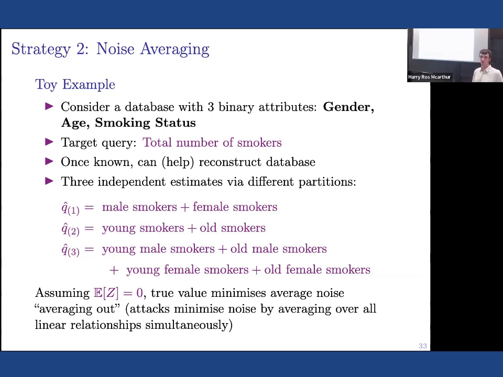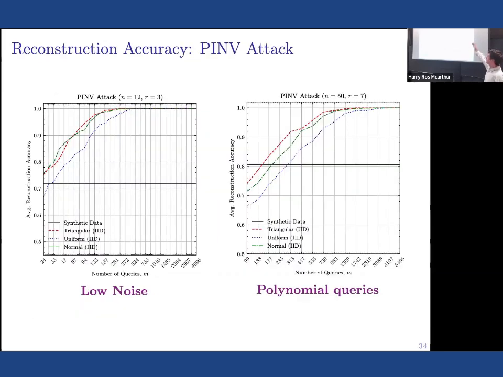The actual attacks do this sort of thing where they consider all linear relationships at the same time to get an idea of what the minimum noise is. So that pseudo inverse method that I talked about before does a least squares kind of approximation, and this is what it looks like. This is that pseudo inverse attack, and it's not using any of that feasible set reduction. It's just doing noise averaging, and you can see it performs very well.